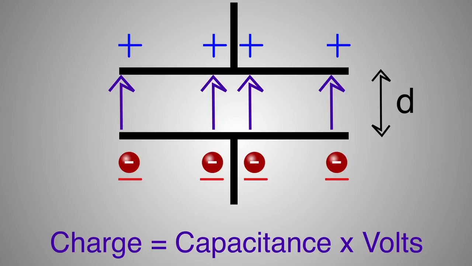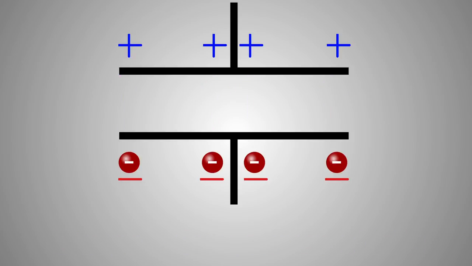Capacitance is found by measuring the charge at each voltage and dividing that count by the voltage. It's a very simple definition.